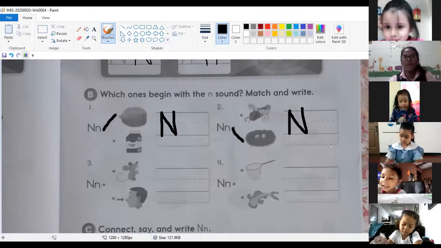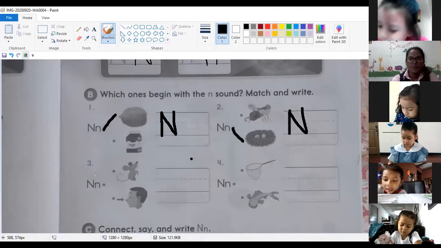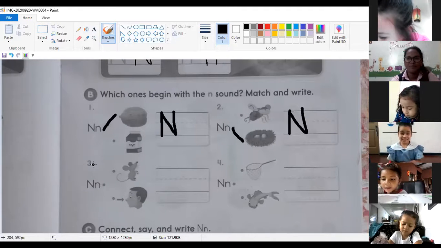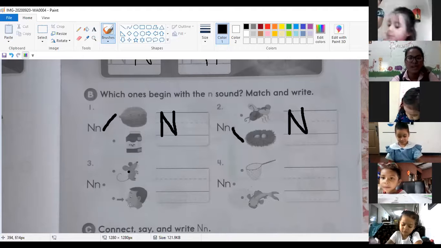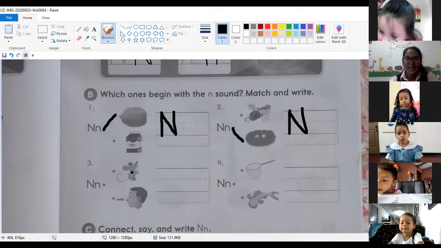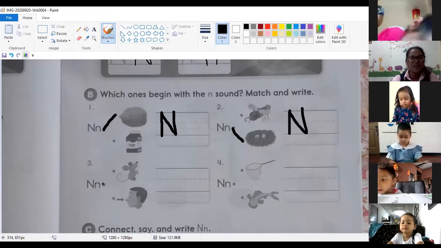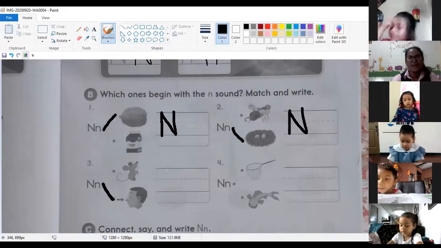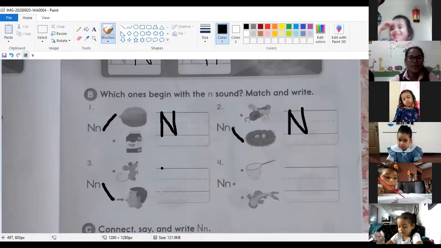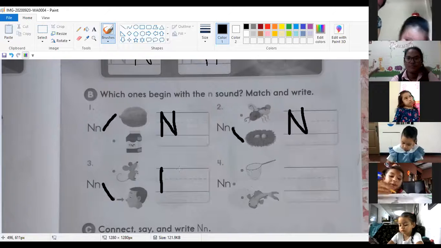Number three, Alessandra. We have a mouse and nose. Which picture begins with N? Nose, yes. So we are going to match the letter N with nose. And here we are going to write the letter N. Thank you, Alessandra.